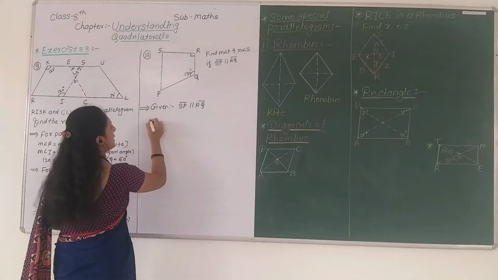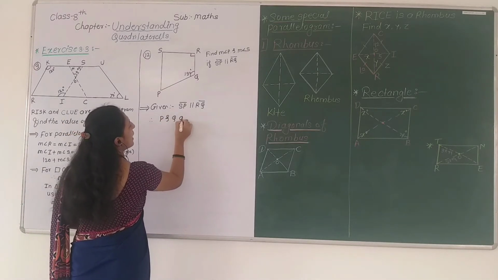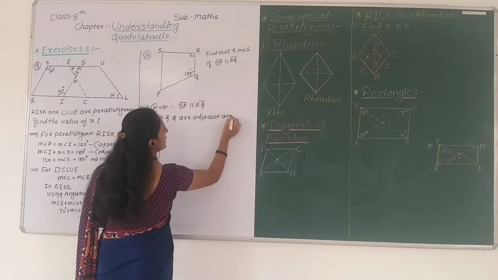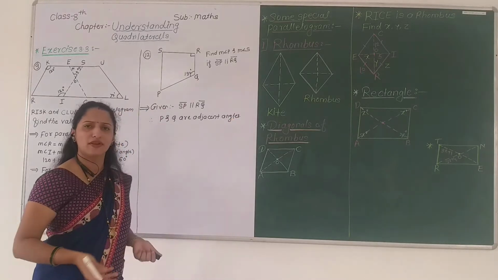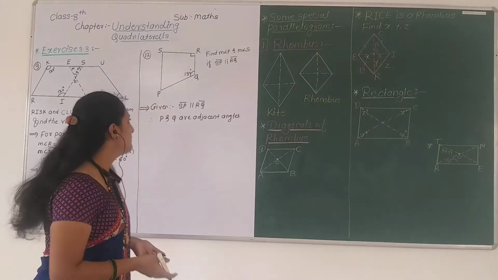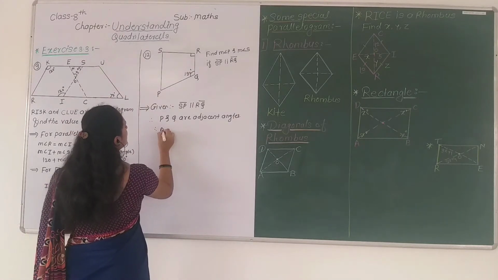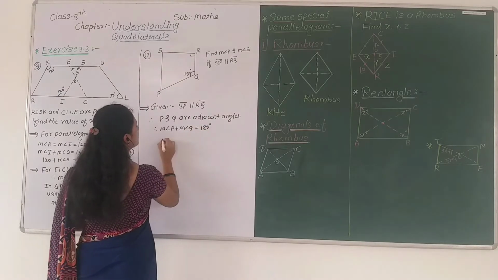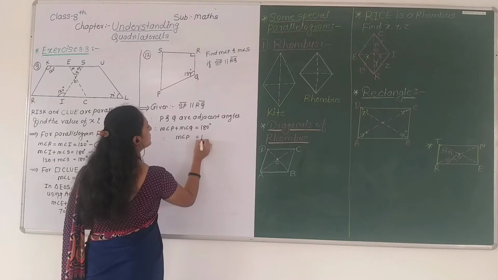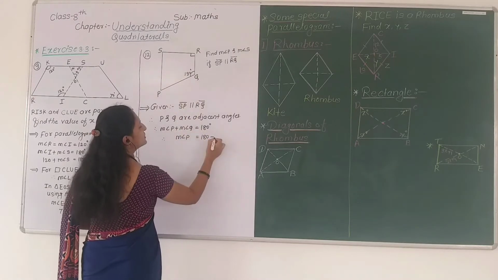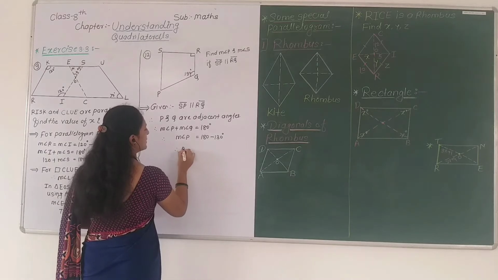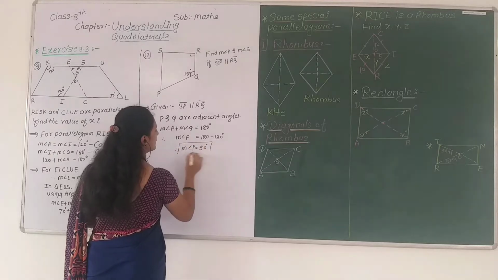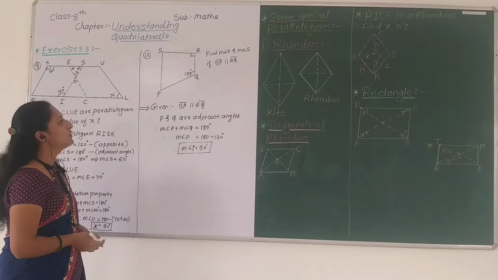Adjacent angle. So therefore, P and Q are adjacent angles, and adjacent angles are supplementary if it is also a trapezium. So we get major angle P plus major angle Q is equal to 180 degree. So major angle P is equal to what? 180 minus major angle Q, which is 130 degree. So major angle P is equal to 180 minus 130, that is 50 degree. So here we get major angle P is equal to 50 degree.